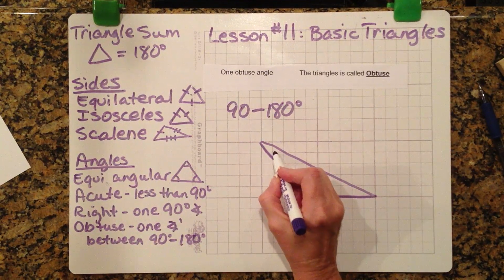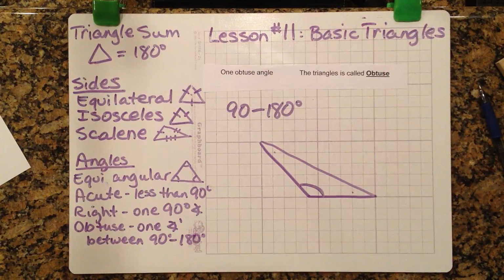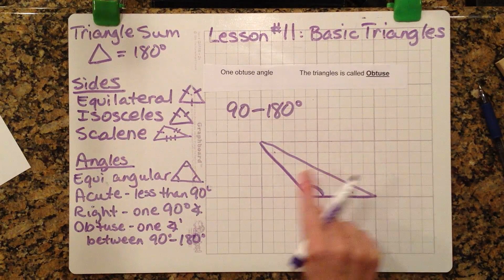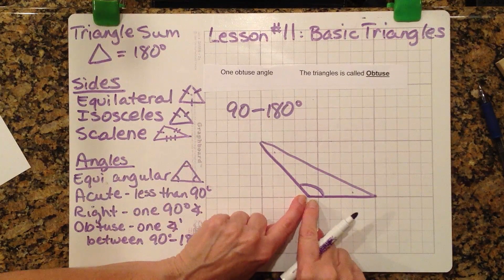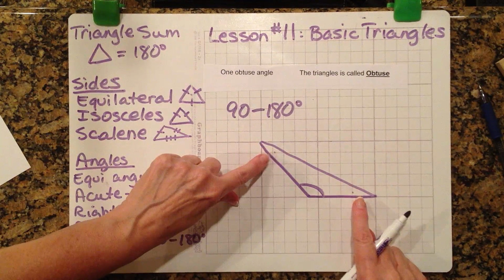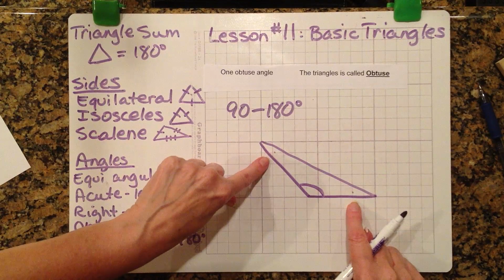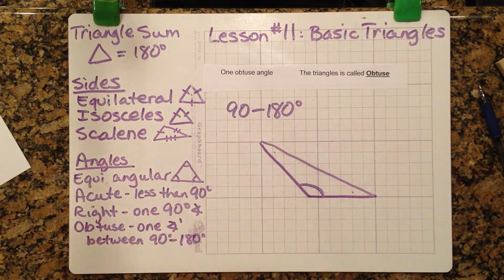And as a result, these little angles right there are going to be small. Because remember, all of this has to add up to 180. So you're using a lot of your 180 for that angle, so you don't have as much to use for these 2 angles. So they're going to be small compared to your obtuse angle there.